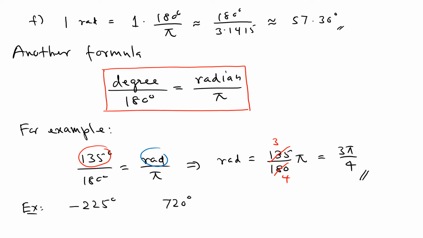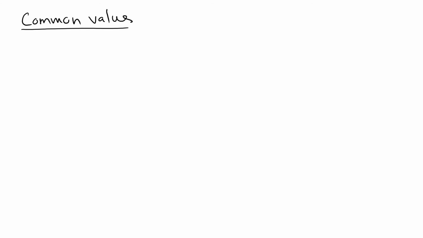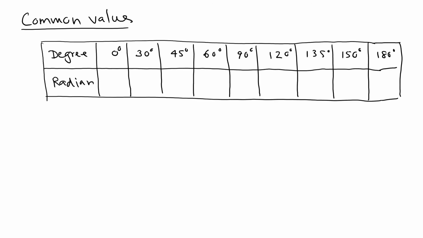So let's talk about some of the common values that you need to know. This will be very useful when you try to solve problems. So, some of the common values. Let's write them in a table. So we have from 0 to 180. These are very common values. So let's write the answer.